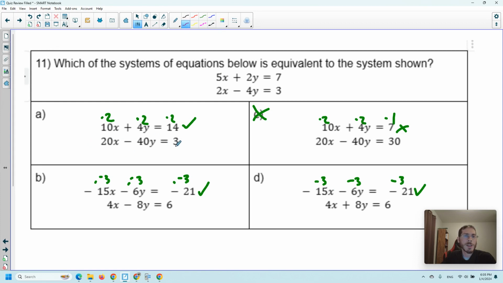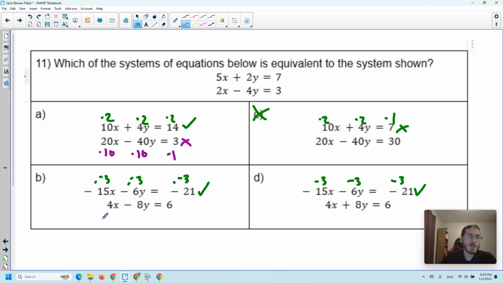So we have to check out the second equations. So for this one, for part A, 20. To get from 2 to 20, 2 times 10 is 20. -4 times 10 is -40. But 3 times 1 is 3. So we're not multiplying by all the same numbers, so that doesn't work out. It's not equivalent.